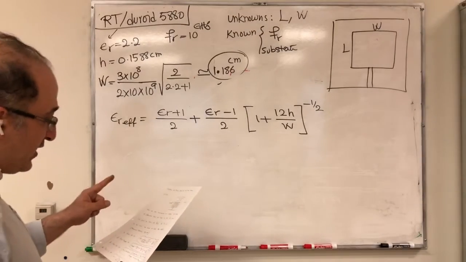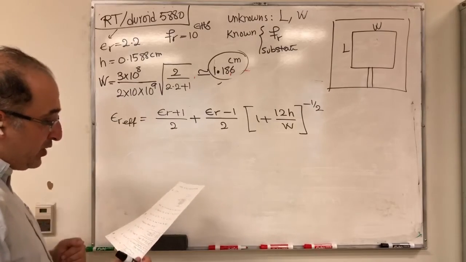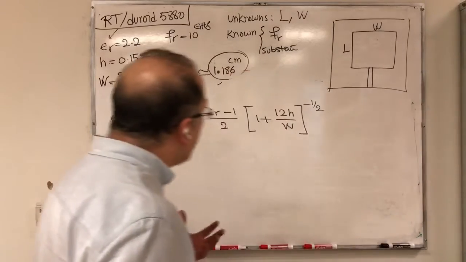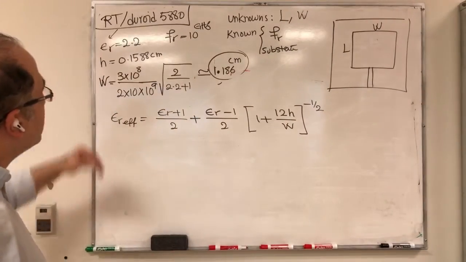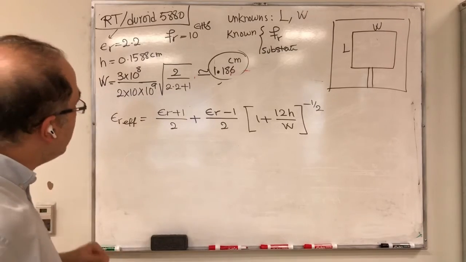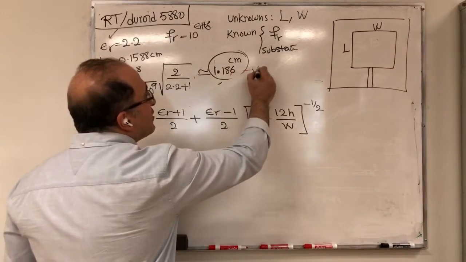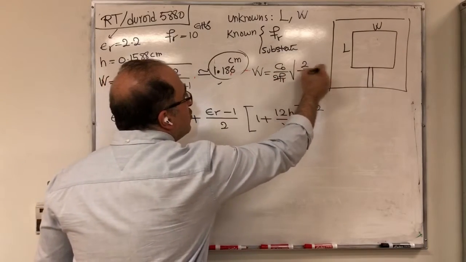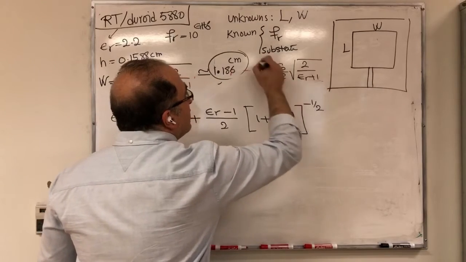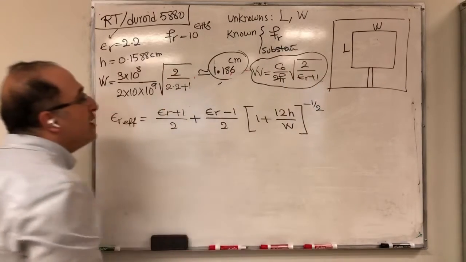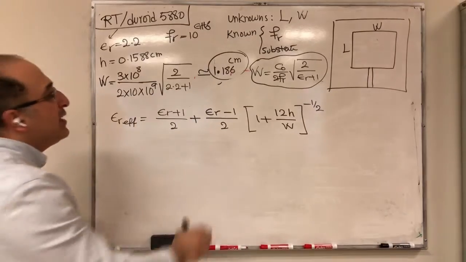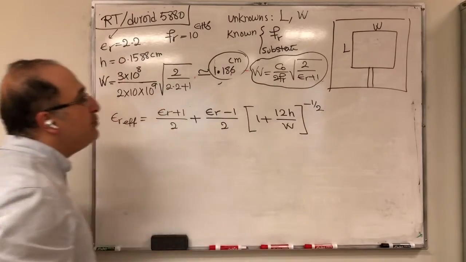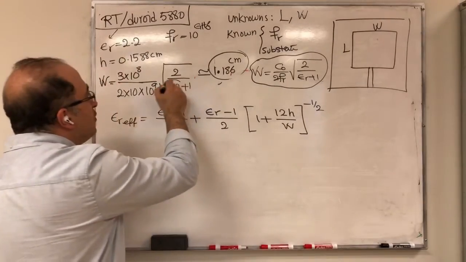So let me check that again. Okay, so this is our equation that we have. And this is nice because it follows the previous equation directly. So let me write the previous equation here. W was C naught over 2 f r, times square root of 2 over epsilon r plus 1. This was the previous equation. In the previous equation, of course, I didn't have epsilon r effective because I haven't found it yet. So this equation was based merely on epsilon r, and that's why I used 2.2.